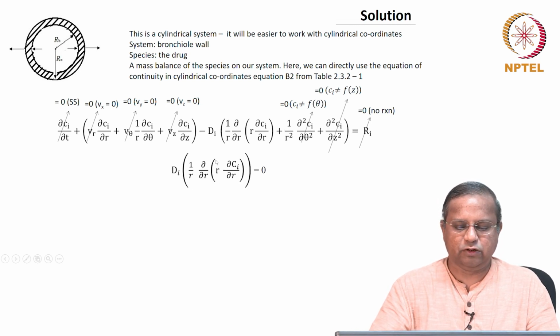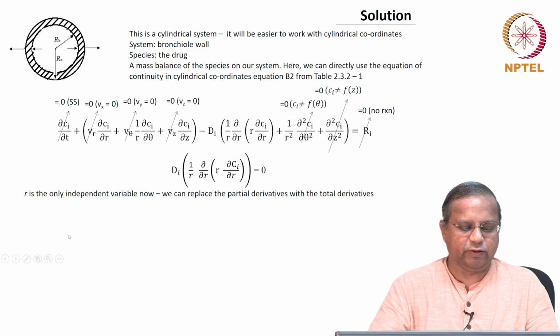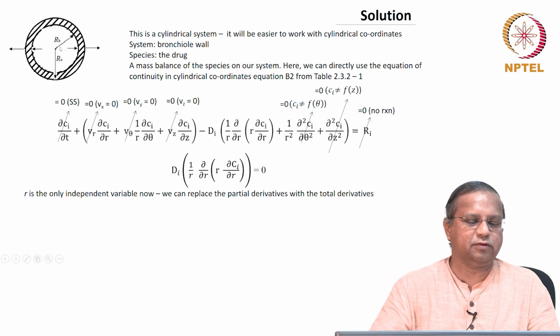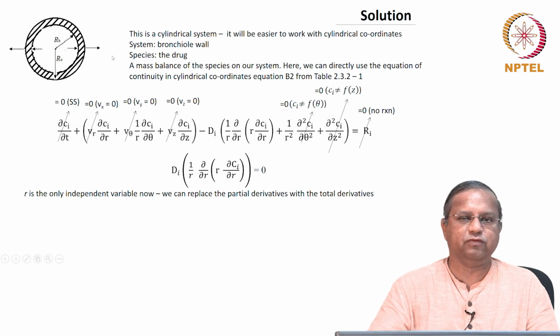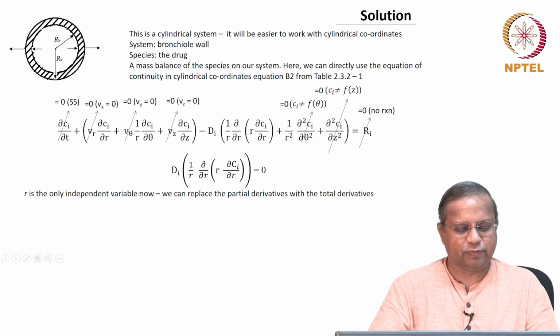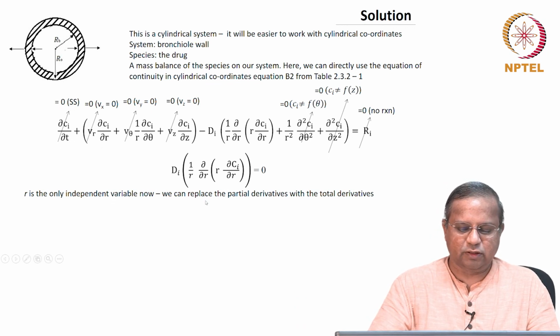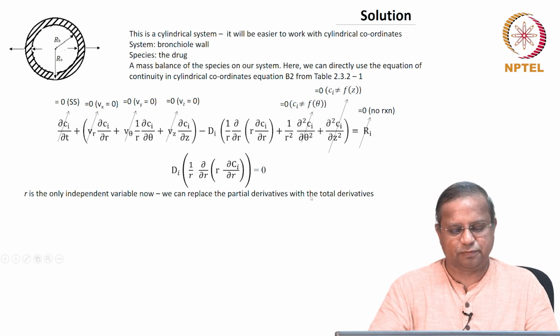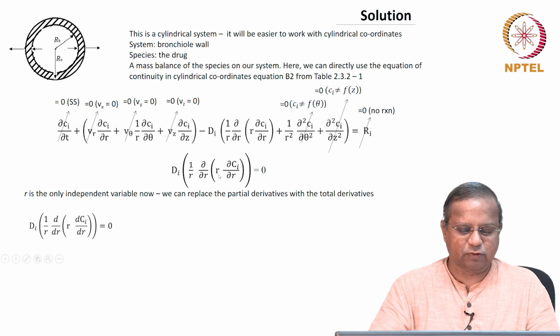So, this is the equation that we need to work with. This is the only term remaining, D_i 1 by r d/dr of r dCi/dr equals 0. This is a differential equation. Even before that, here r is the only independent variable. There is no variation in theta, there is no variation in z. Since it's the only independent variable, the partial derivatives can be replaced with total derivatives. That's the only variable that's going to vary. Therefore, I'm just replacing the partials with the total: D_i 1 by r d/dr of r dCi/dr equals 0.